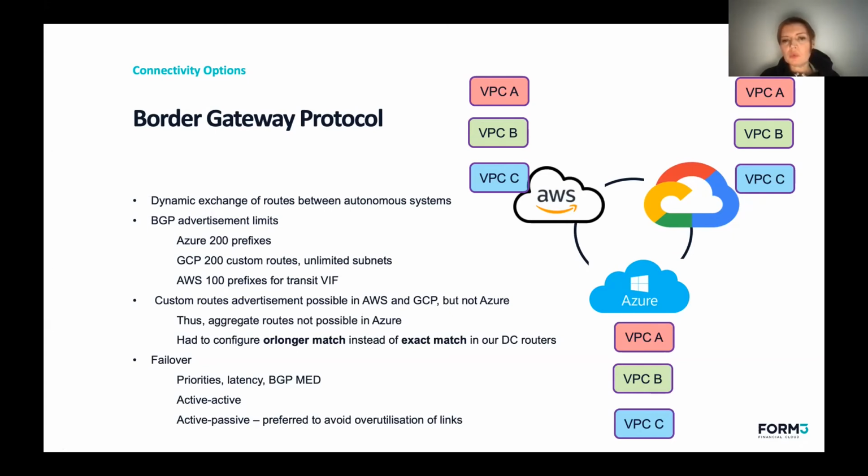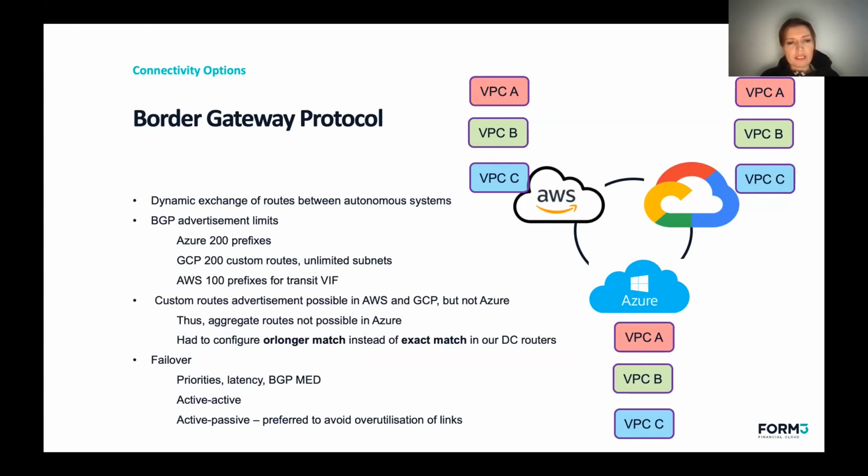Why do we want to have an aggregate prefix? Because this way we have more flexibility in network design in each cloud. So we don't need to change anything in our routers once we add or remove one of the VPCs in any of the clouds.